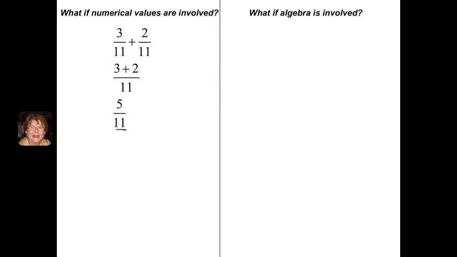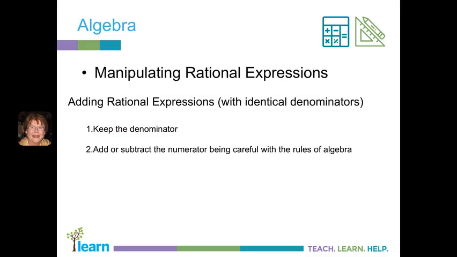The same goes for algebra. In algebra, whenever you need to find the addition of rational expressions, now we're going to begin with identical denominators. We keep the denominator and we add or subtract the numerator, being careful with the rules of algebra. That's the extra part here.